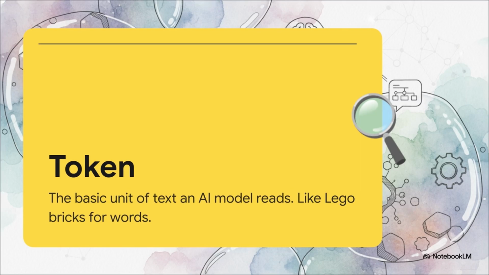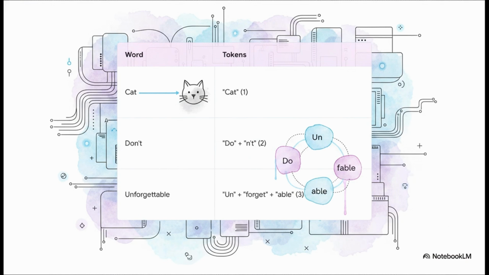So, for instance, the word cat is just one token. Simple enough. But a word like don't actually becomes two separate pieces, do and n't. And a big one, like unforgettable, gets split into three. And trust me, that one small detail has way more practical consequences than most people realize.